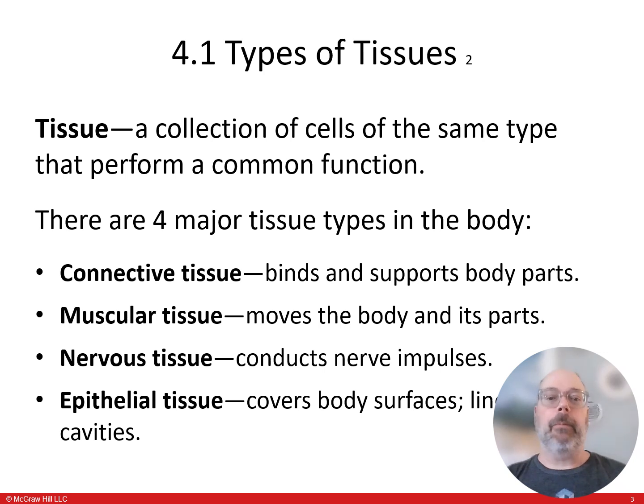The four major tissue types in our body are connective tissue, which binds and supports body parts; muscular tissue, which allows us movement; nervous tissue, which is like the computer, so nerve impulses or small electronic signals can be moved around, generated, and understood; and epithelial tissue, which covers our body and is the lining of our different organs.